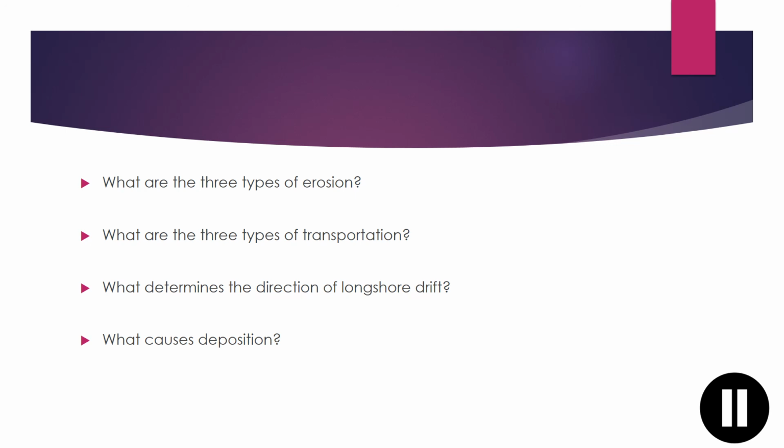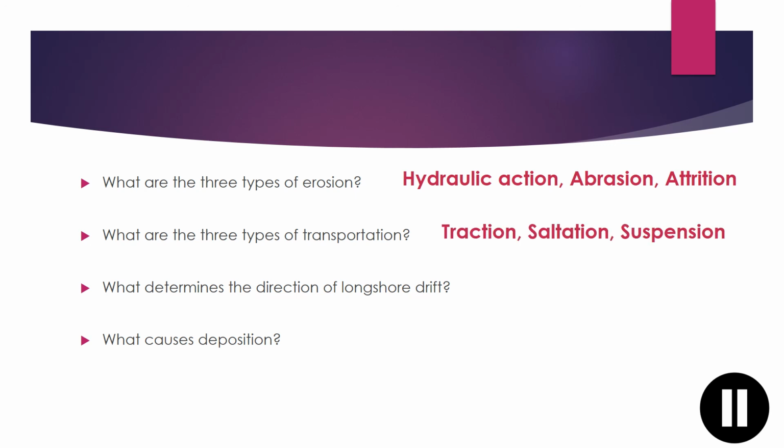So the three types of erosion are hydraulic action, abrasion, and attrition. Three types of transportation are traction, siltation, and suspension. The prevailing wind determines the direction of longshore drift, and deposition is caused by the loss of energy.